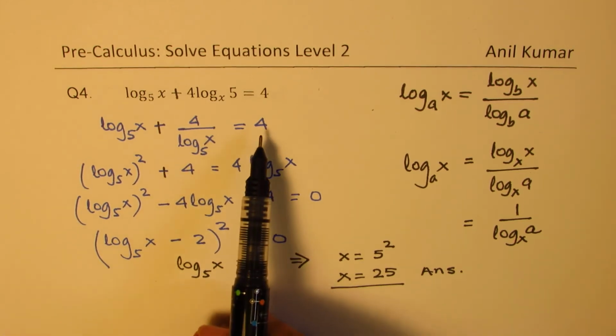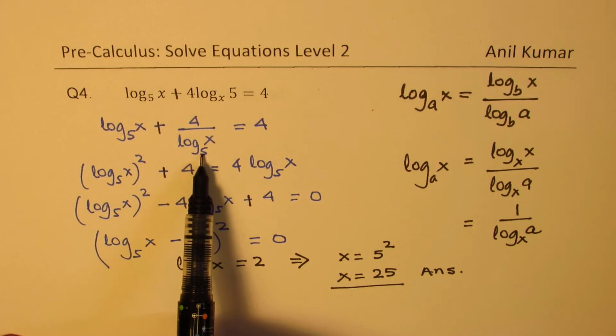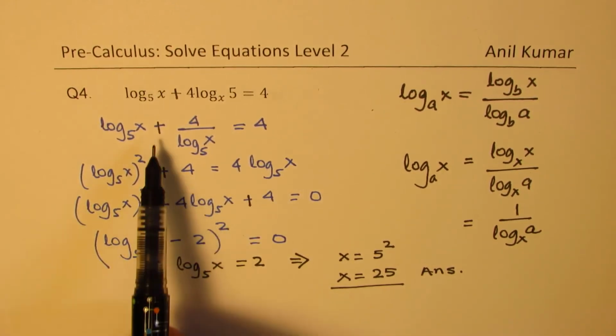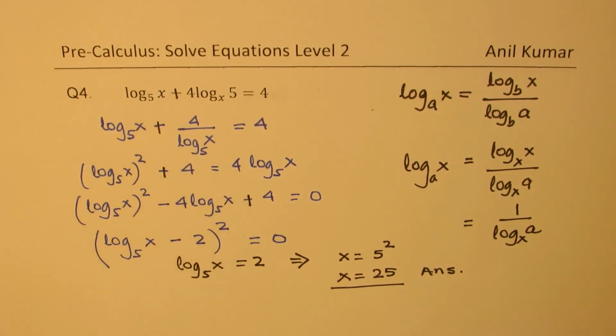So this 4 gets multiplied with log to the base 5 of x, and when you bring it to the left side, it becomes negative. However, this was positive 4, correct?